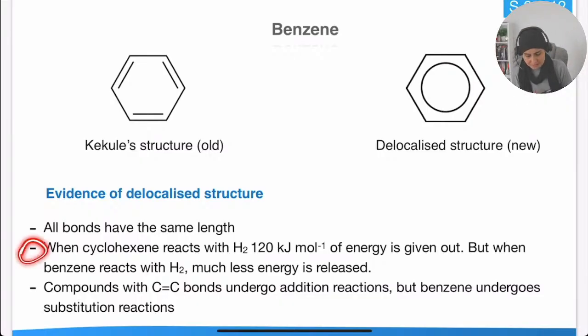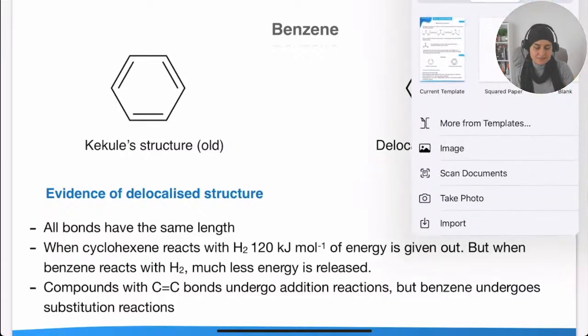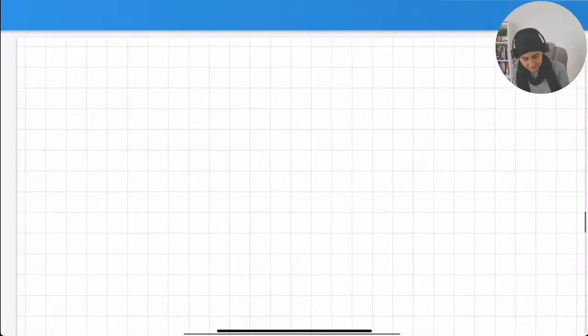And the last one, and the most confusing, evidence I will explain using a diagram. It says that when cyclohexene reacts with hydrogen, 120 kilojoules of energy is given out, but when benzene reacts with hydrogen, less energy is released. What does that mean? Well, it's a proof again that benzene has a delocalized structure. Let's look at this in more detail.